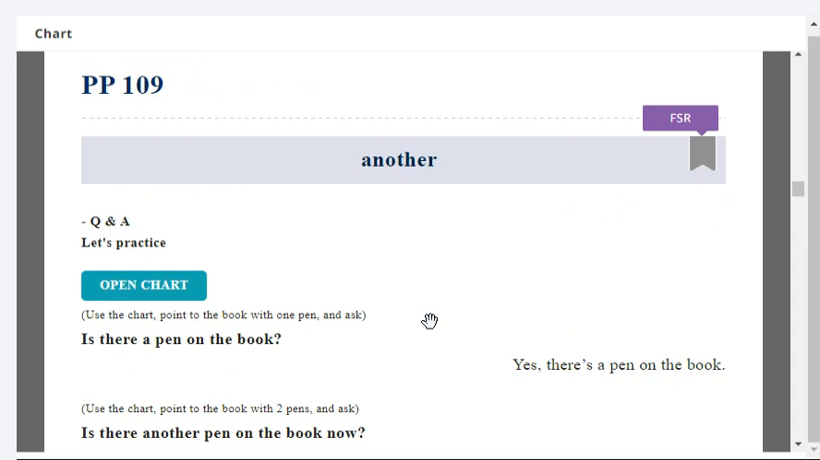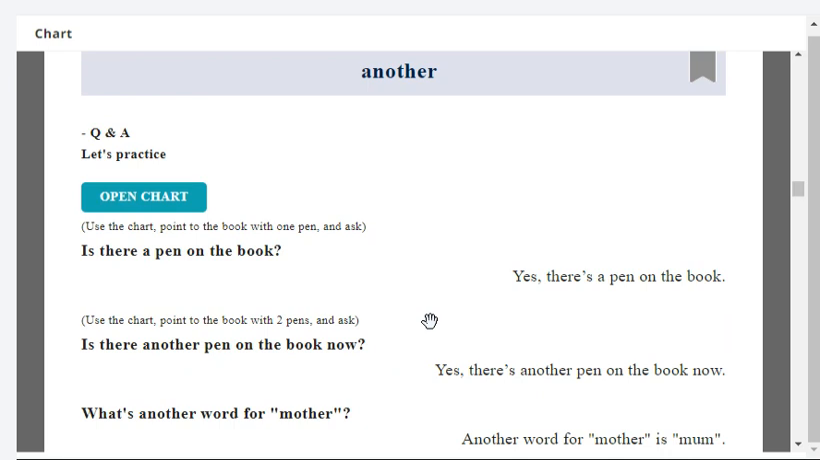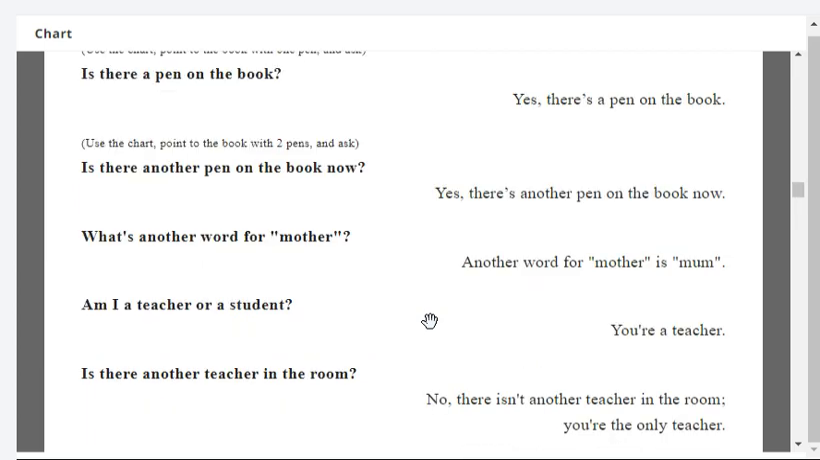Next, is there a pen on the book? Yes, there's a pen on the book. Very good. Is there another pen on the book now? Yes, there's another pen on the book now. Very good.